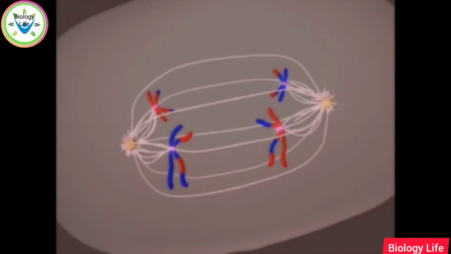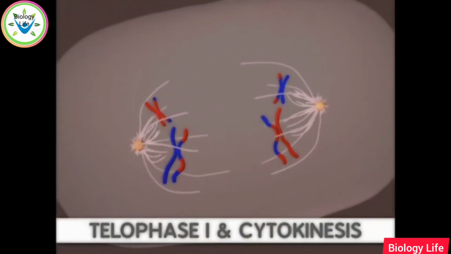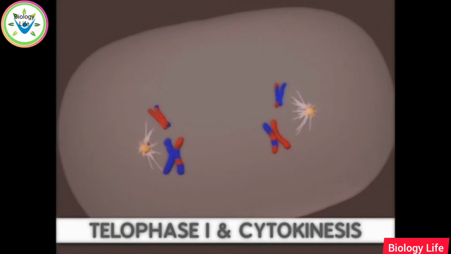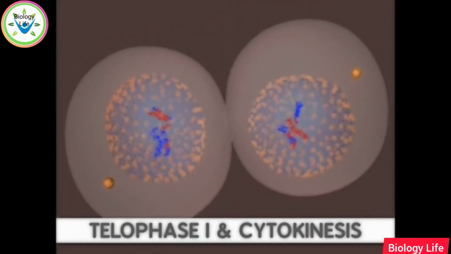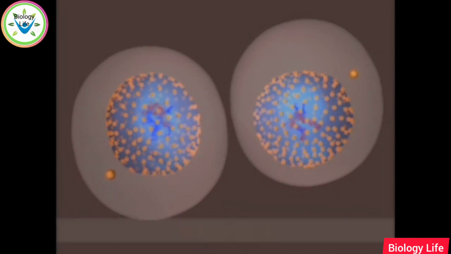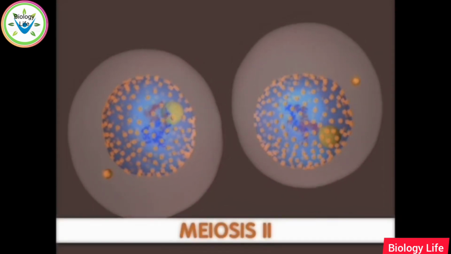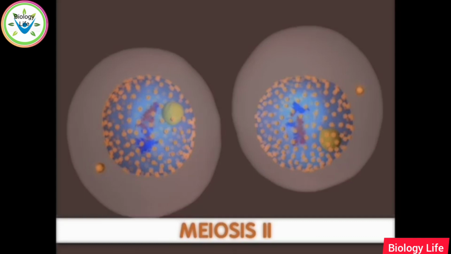The final steps of meiosis 1 are Telophase 1 and cytokinesis. Here, the cell divides into two daughter cells. Each of these two cells now undergo meiosis 2. Meiosis 2 is similar to mitosis.